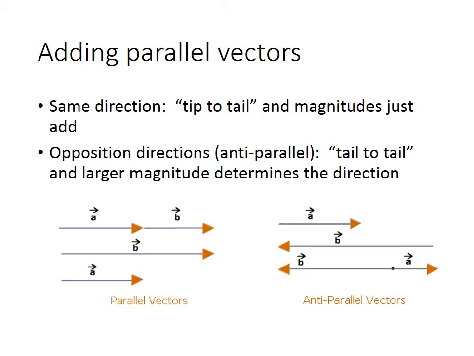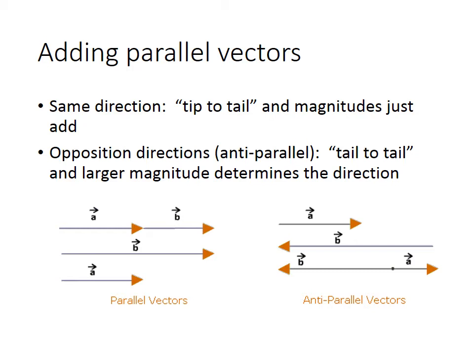Okay, if I'm adding parallel vectors, you put them in the same direction, tip to tail, and the magnitudes just add. The picture down on the bottom left, vector A plus vector B. That one's not really to scale, but you can see that the resultant is in the same direction as both of them. If they're in opposite directions, really what this is, is if one is negative.